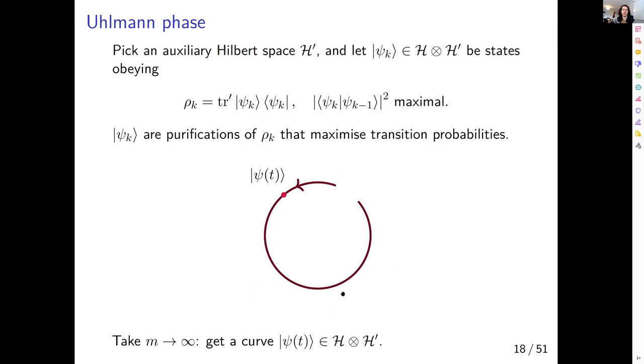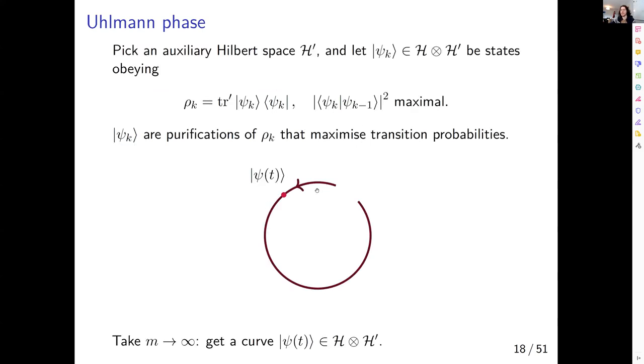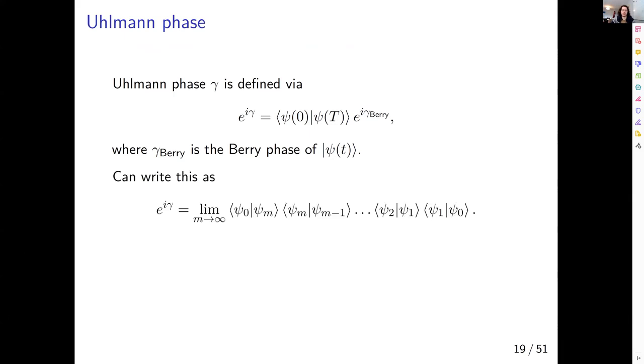So now, after coming up with this curve of purifications, we can finally define what the Uhlmann phase actually is. And it's given by this formula. You first compute the Berry phase around the curve, and then you include this extra factor as well, which is the transition amplitude from the last state back to the first state. And there's an equivalent way to write this, which will be useful later on, which is just in terms of the limit of the product of transition amplitudes around the curve of purifications.